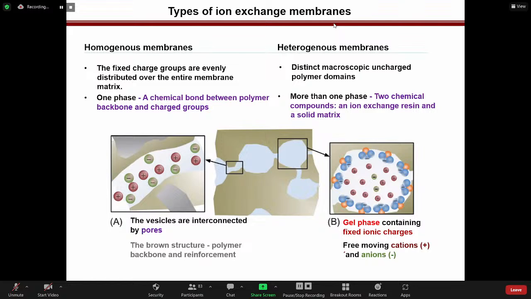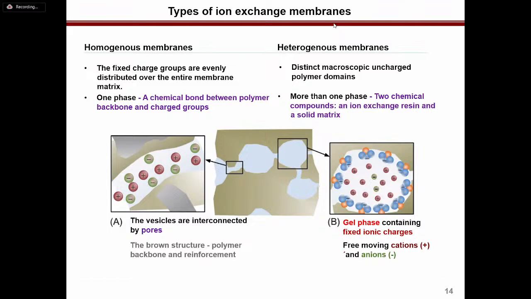in certain domains. So the composition changes from place to place inside the membrane, and the functionalities are not directly creating one phase with the polymer backbone, but they are creating different phases. For example, if you have a polymer backbone and you have a resin, they are separated and they form two different phases. And that is what we call heterogeneous membranes.